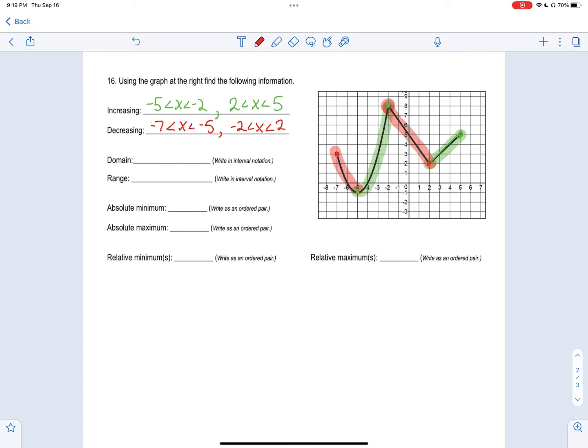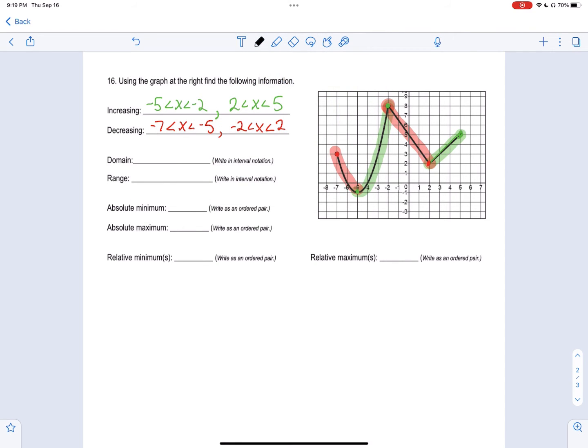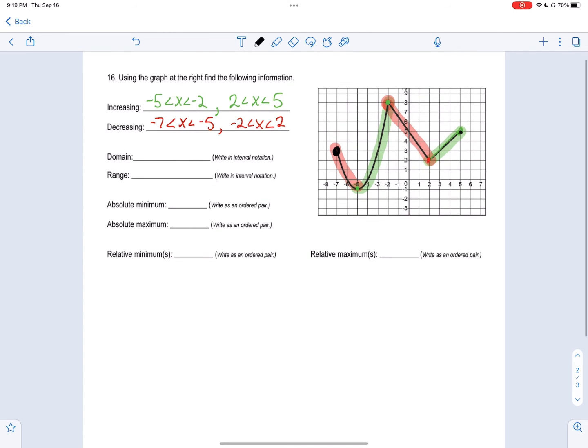Now next up, I'm asked to find the domain. So I want to know all of the values of x, all of the inputs that have outputs as defined by the function in question. So if we look at our graph, the x values that our function touches range all the way from the starting point of -7 to the end point of +5. And the dots that mark those endpoints, the vertices that we see there, are closed. So since they're closed, both -7 and +5 are included in our domain.